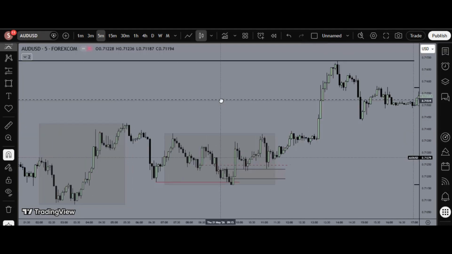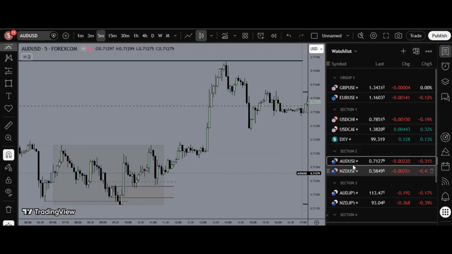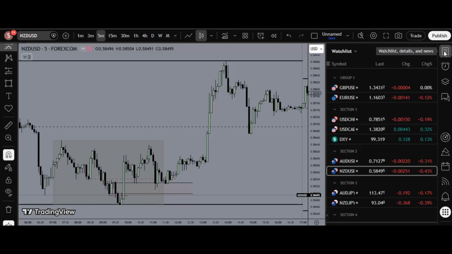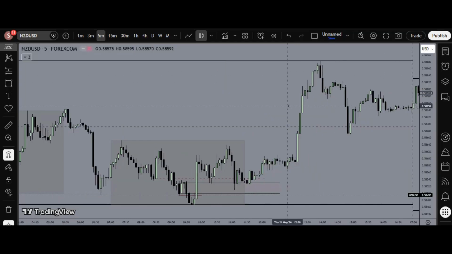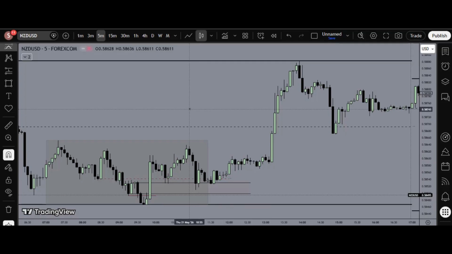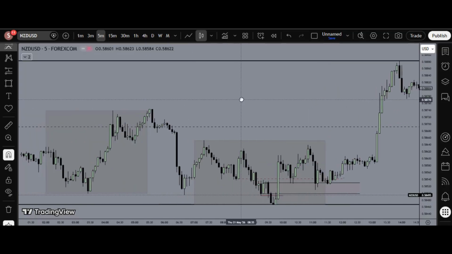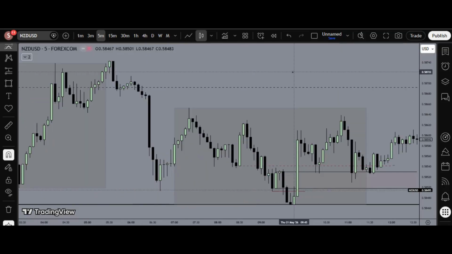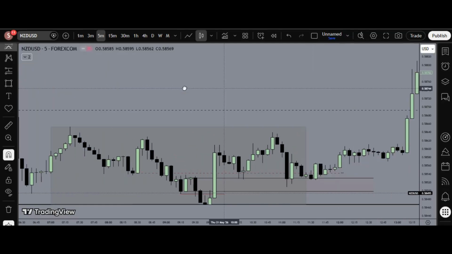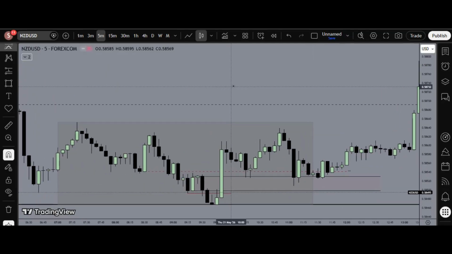NZD USD, 5 minutes. Ensure you understand market structure and then your direction. I will do a video on direction. Market structure, liquidity sweep, okay, and then shift in momentum. Understand shift in momentum. I took my time to explain it in the first video. Go and watch the first video.